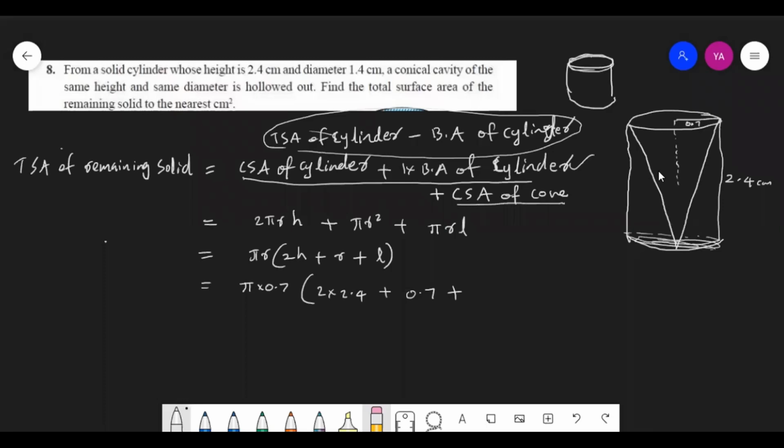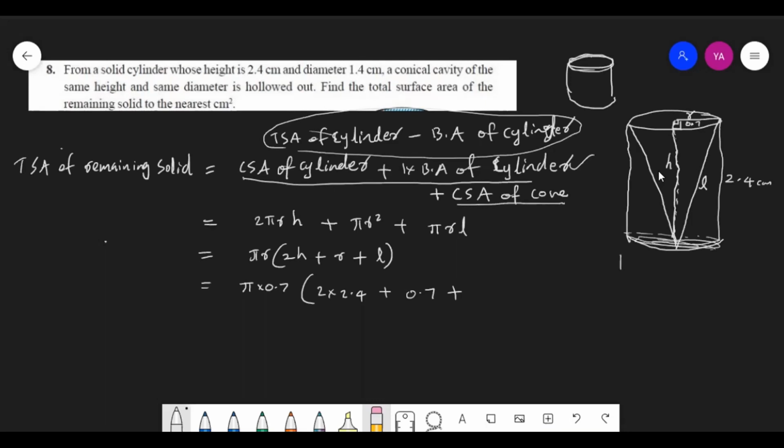This is a point I told in the previous question. In some questions we may have to consider the right triangle inside a cone. The sides are the lateral slant height, the height of the cone, and the base radius of the cone. This forms a right triangle, so using Pythagoras theorem, if one is missing, we can find it out. Here H is given, the same as the height of the cylinder, 2.4. Radius is given, so we can find out L.